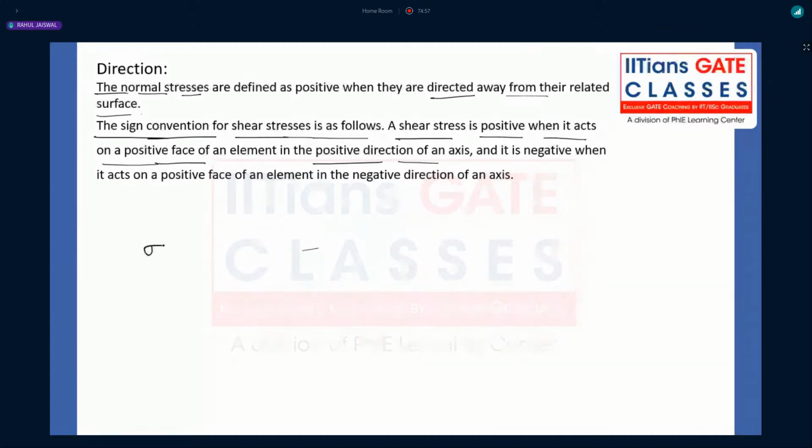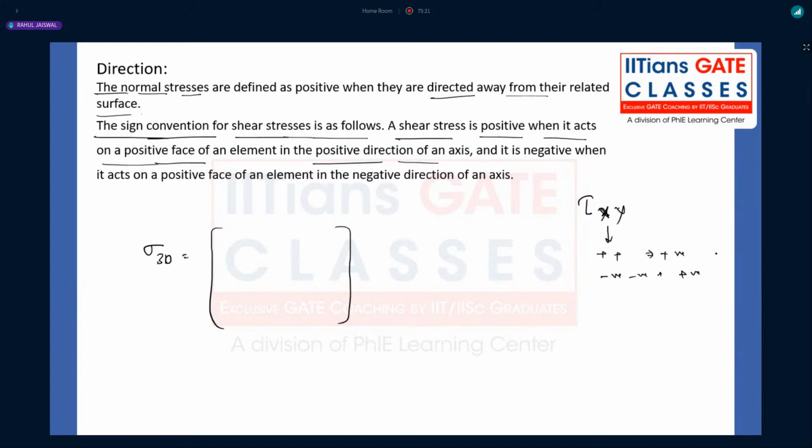If I just make the 3D stress matrix, then what can we write? If we are writing tau xy, it is acting on a positive x plane in a positive y direction. That means positive, positive. That will become what? Positive. If it is acting on a negative x plane and in a negative y direction, this will become what? Once again positive.